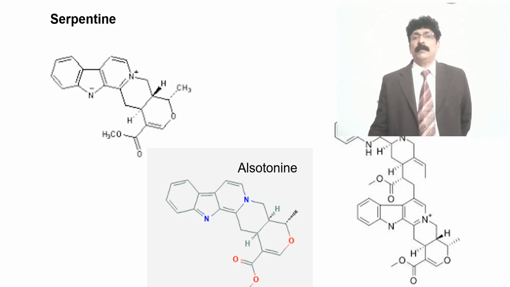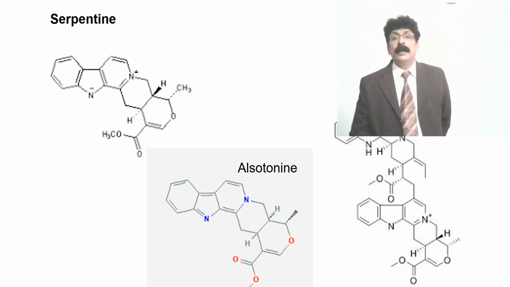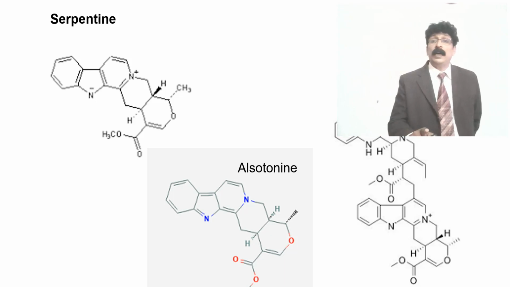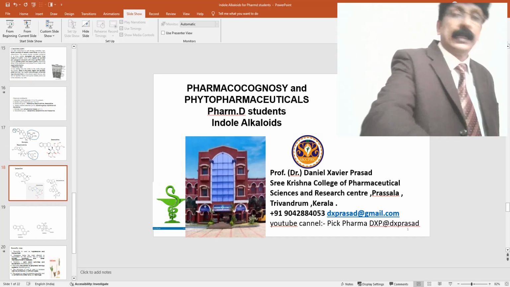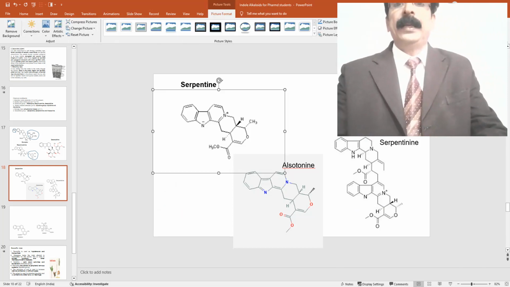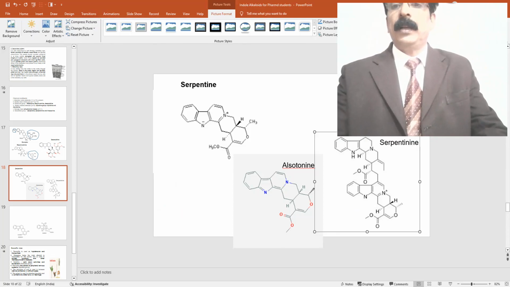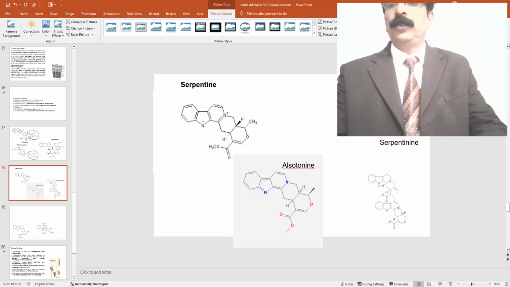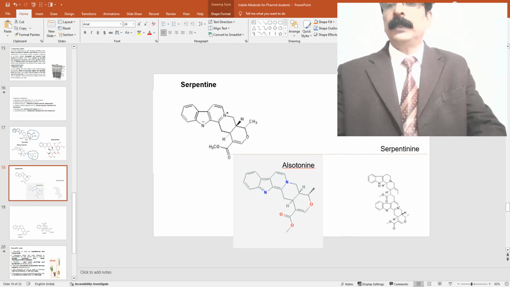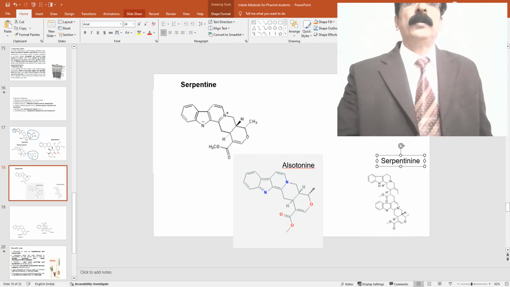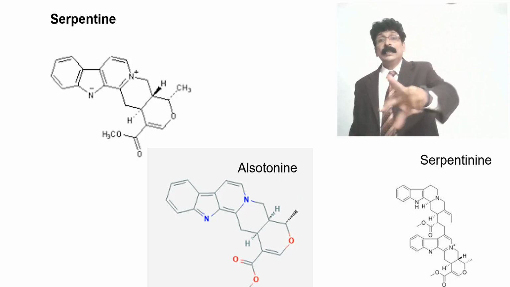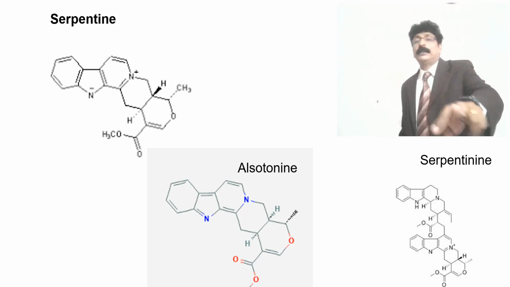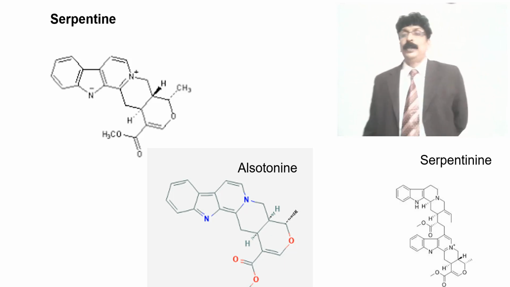Reserpine, racemine. Serpentine and alsotin. Serpentine and alsotine, you can see the structure is not very clear, that is serpentinin. They form serpentinin. That's what I want to say. I am just pulling down to make you see clearly. You see that the serpentine and alsotonine join together to give serpentinine.